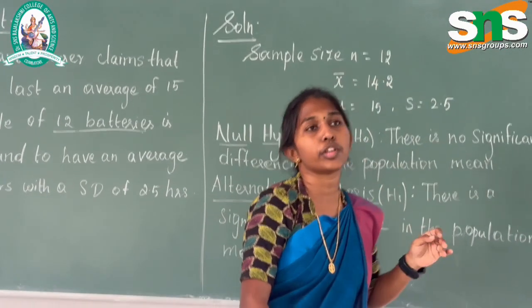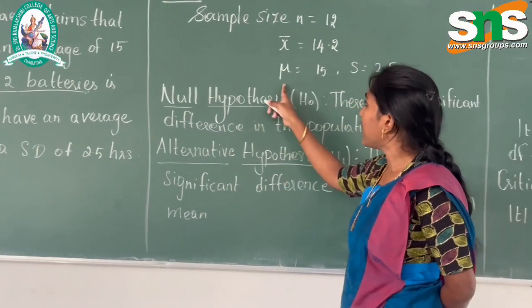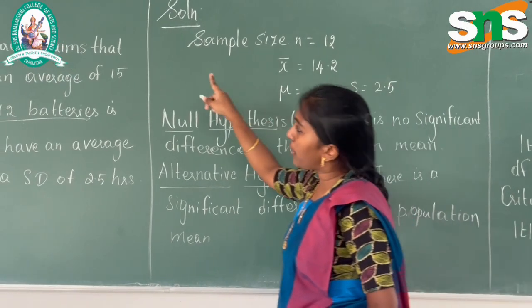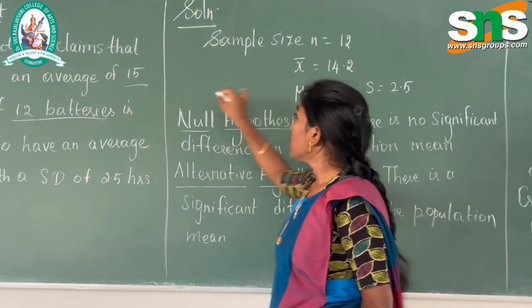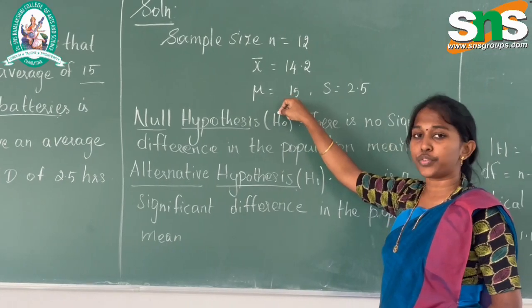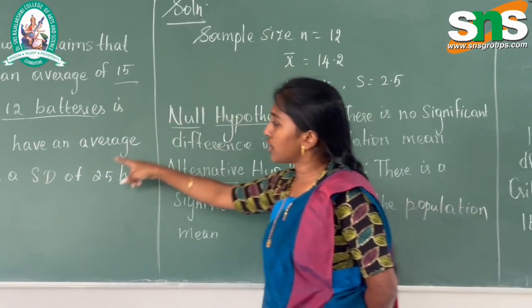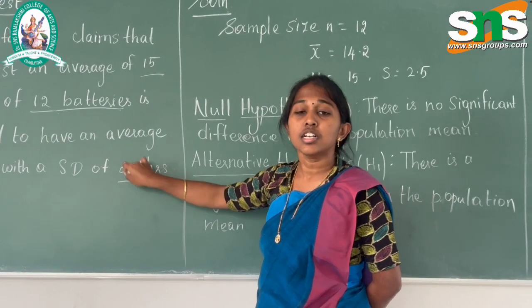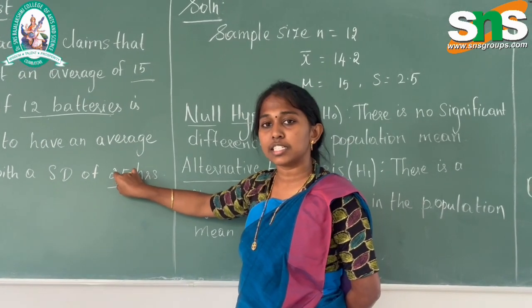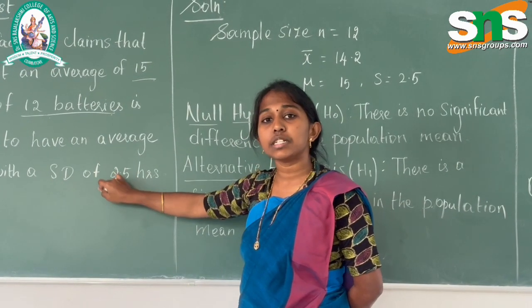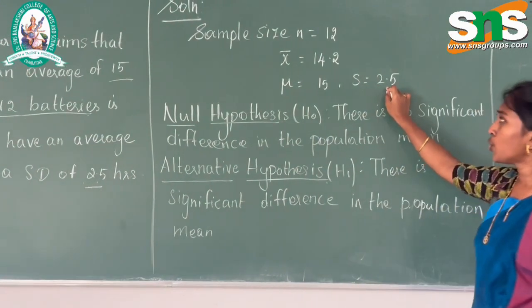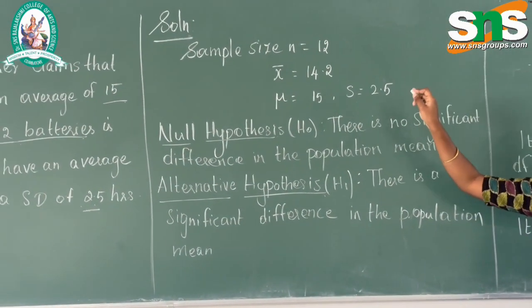Next we are going to define the value for the population mean. The population mean symbol is mu. Here the population mean value is 15, so the value of mu is equal to 15. Next we are going to define the standard deviation. The value of the standard deviation is 2.5 hours. The sample standard deviation is denoted as S, so the small letter s is 2.5. So these are the terms which are given in the question.